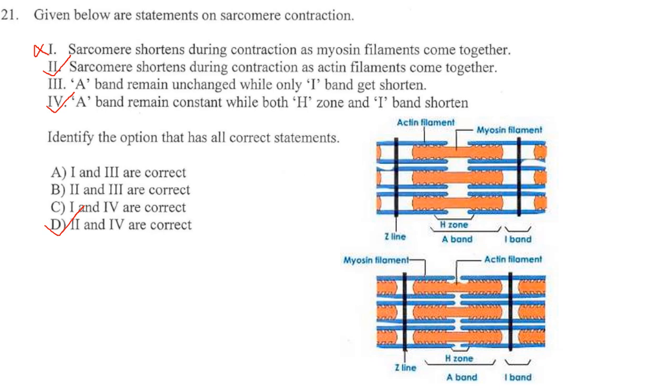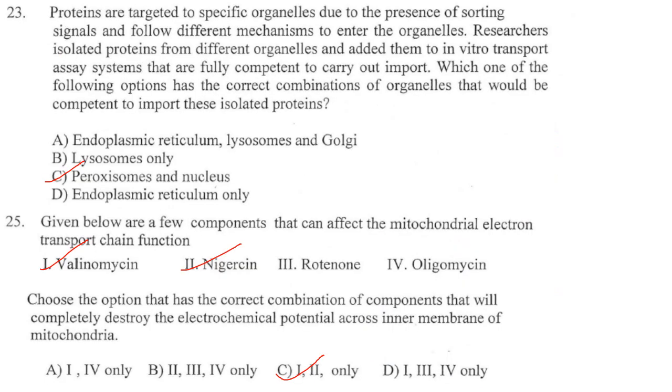A band remains unchanged while the I band gets shortened. That is also not correct. A band remains constant while both H zone and I band shorten. That is correct, which I already explained. So 2 and 4 are correct. Answer is option D. Then next one.